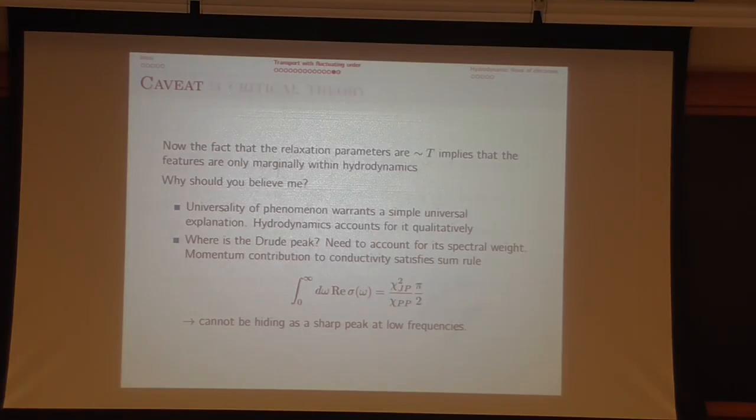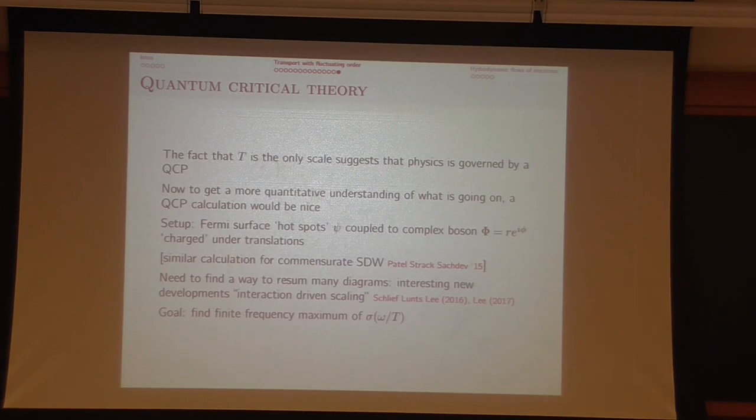Okay. So that being said, the fact that everything scales with T suggests that there's some quantum critical dynamics at hand. It would be nice to have an actual quantitative understanding of what's happening using a quantum critical theory. And so similar calculations in spirit have been done, for example, by Subir Sachdev, where he does quantum critical calculations for the spin density wave. So the problem with these calculations is that you have a strongly coupled theory at the transition. So you need to find a smart way to resum diagrams.